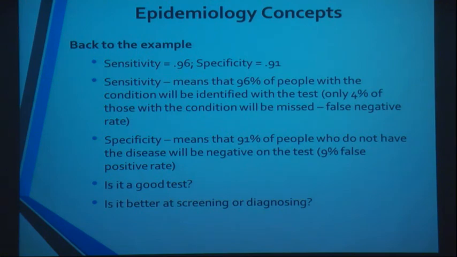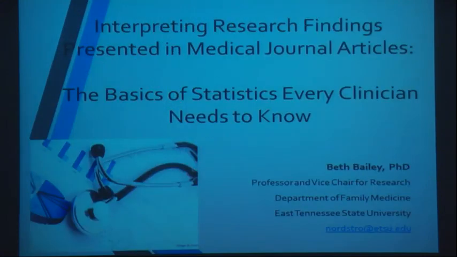So in your opinion, is this a good test? 0.96 sensitivity, 0.91 specificity, that's a pretty good test. Would it be better for screening or diagnosing? Screening, because the sensitivity is higher. You would have 9% of people that you're finding saying have the disease when they don't, not necessarily the best in a diagnostic test. All right, that was stats in 55 minutes.